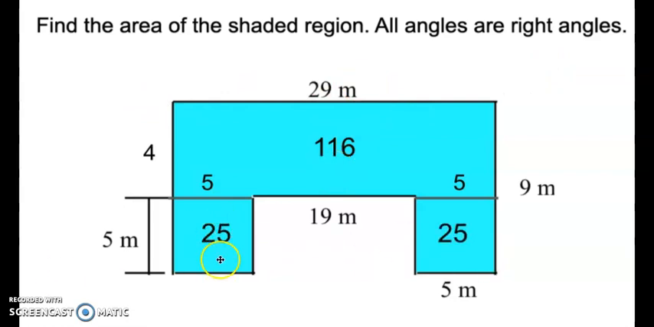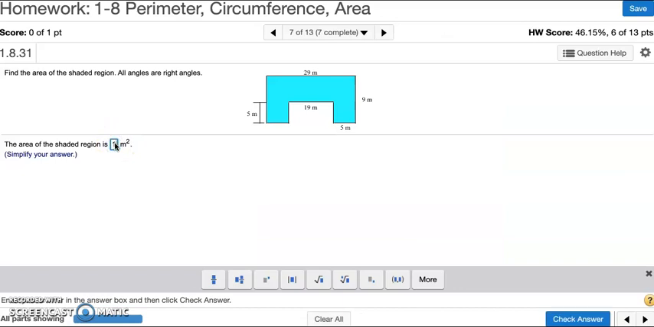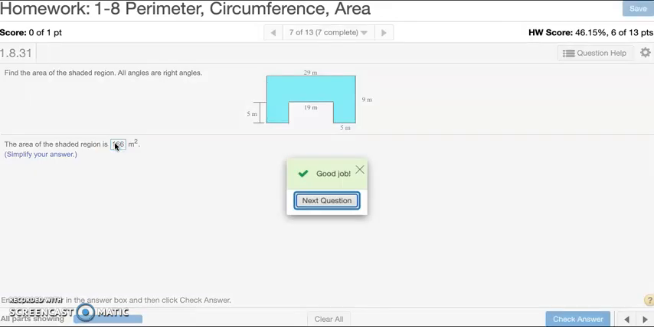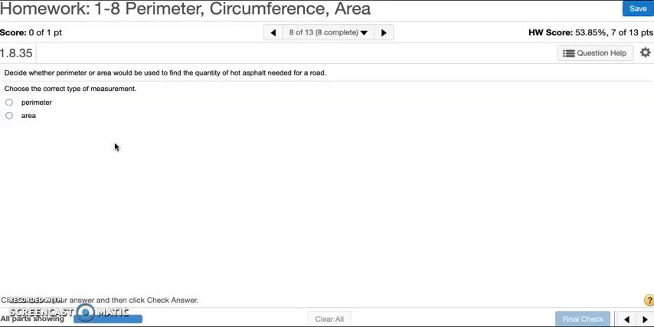These two are going to be 25 because 5 times 5 is 25. Now you add up 25 plus 25 plus 116 to give you the complete area. Doing so gives you 166 meters squared. So let's type it in. Typing in 166, that's the answer for number 7.